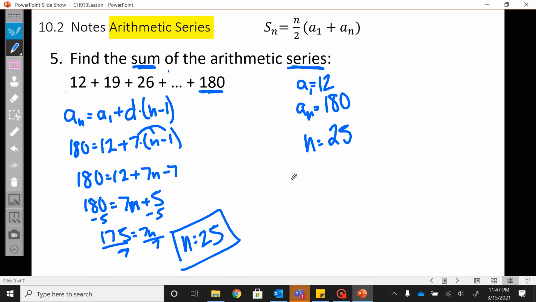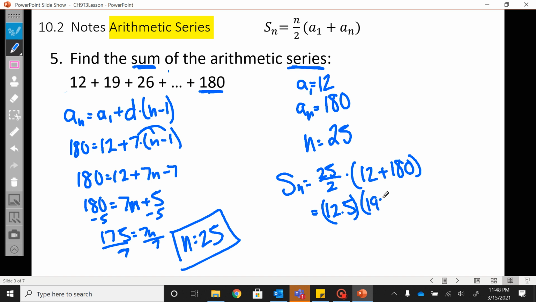So now I can use the formula to calculate the series, or the sum. The sum is equal to 25 over 2 times a1, which is 12, plus an, which is 180. 25 over 2, that's 12.5. 12 plus 180, well, that's 192. Multiplying these together, 12.5 times 192 is 2400. Okay, so adding all of these terms together, the series is 2400.